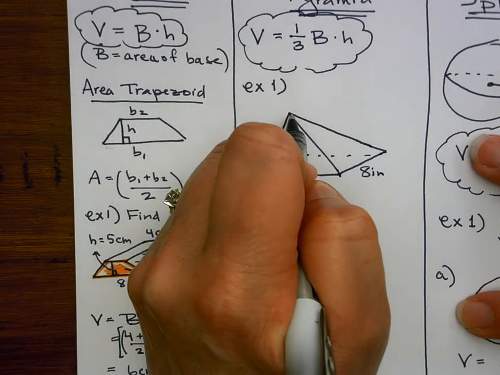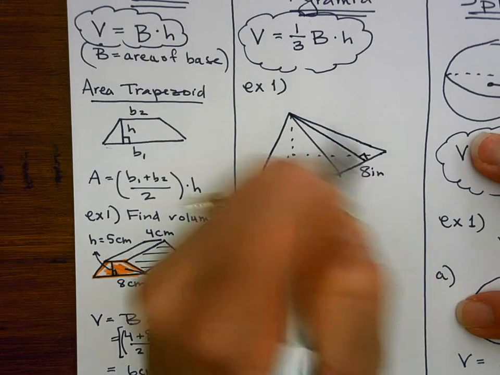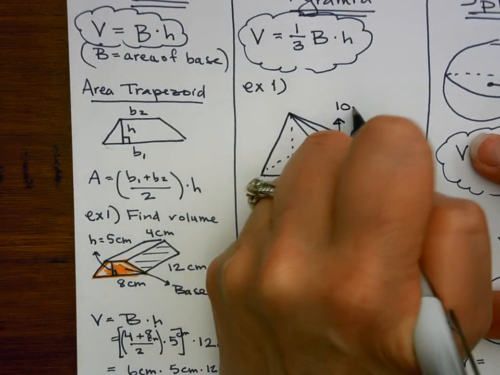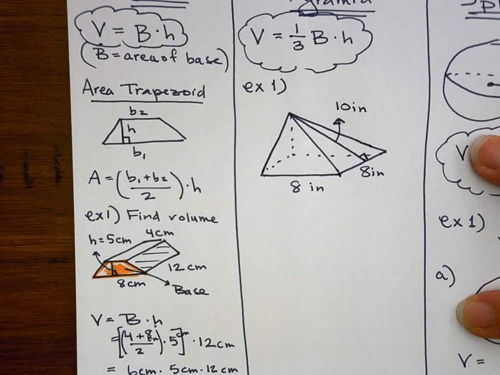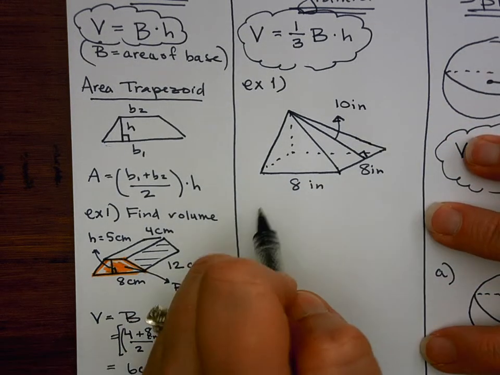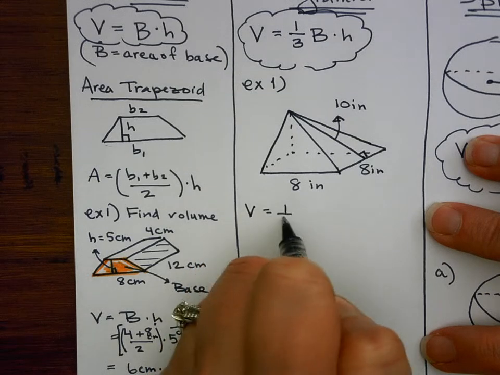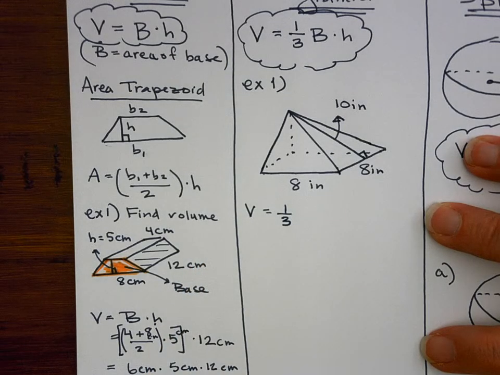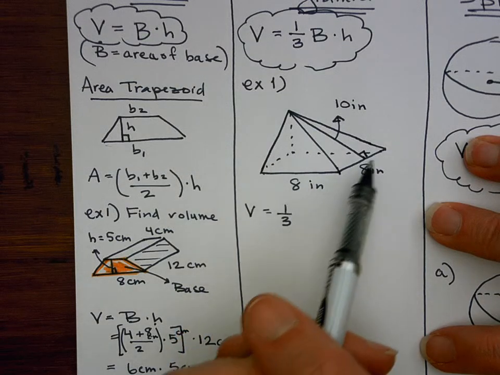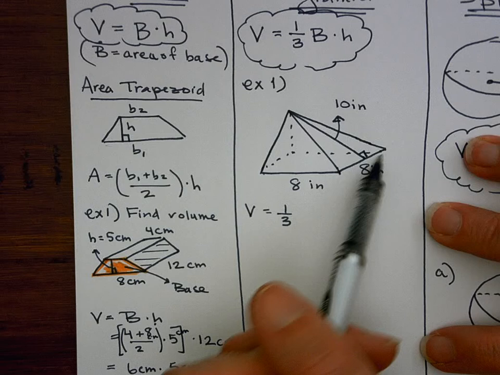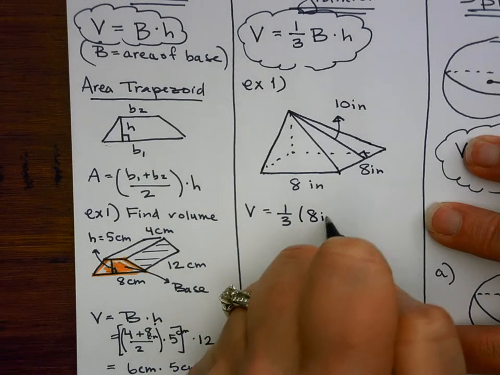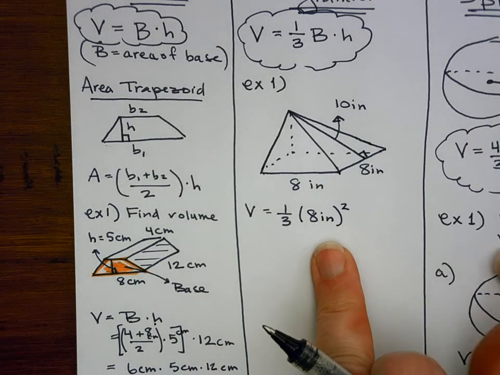And then this side here, so that's perpendicular, is going to be 10 inches. And then I want to find the volume. Okay. So I know that the volume is 1/3 the area of the base times the height. So this base, although it doesn't look like it, I said it was a square. So in order to find the area of this base, I need to multiply these two sides, right? So I'm going to do 8 times 8. So 8 times itself, and then times the height.